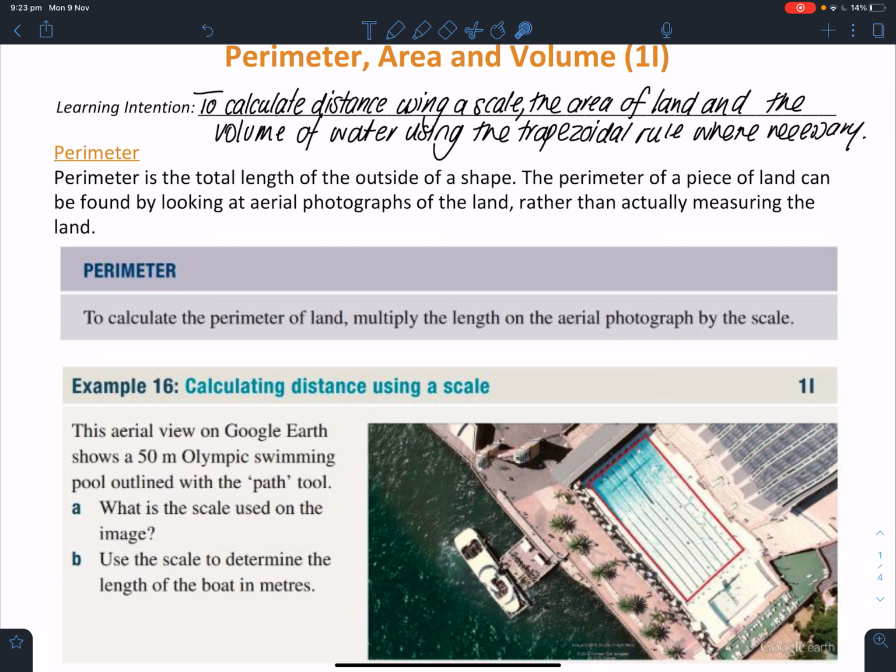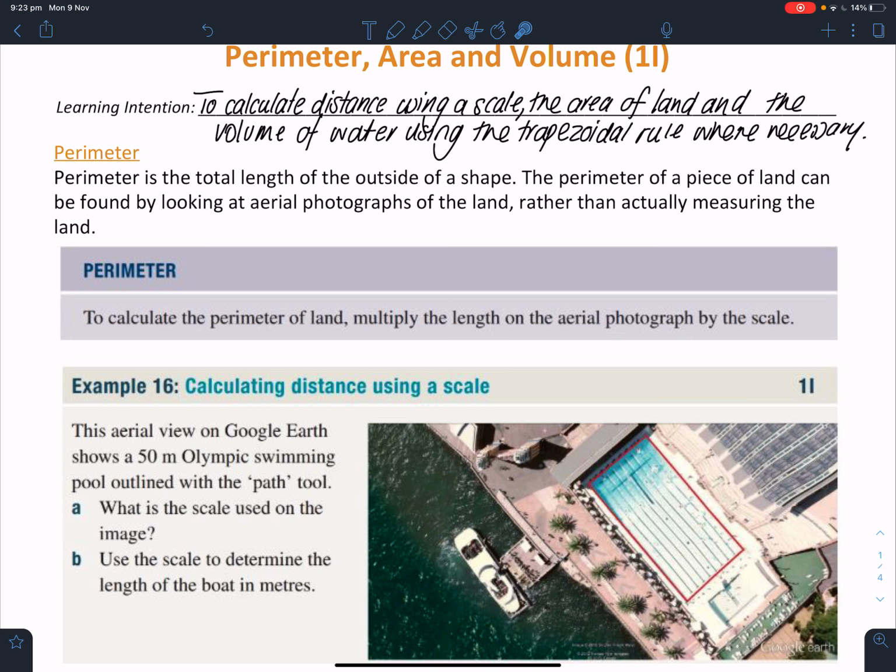Alright, so starting with perimeter. Perimeter is the total length of the outside of a shape. If you were to put a fence around a shape, that would be finding the perimeter. The perimeter of a piece of land can be found by looking at aerial photographs of the land rather than actually measuring the land. That's a lot more practical than physically going out and measuring large bodies of land.